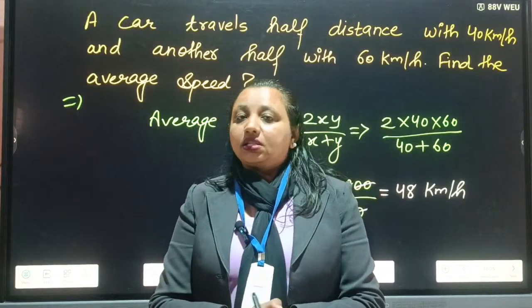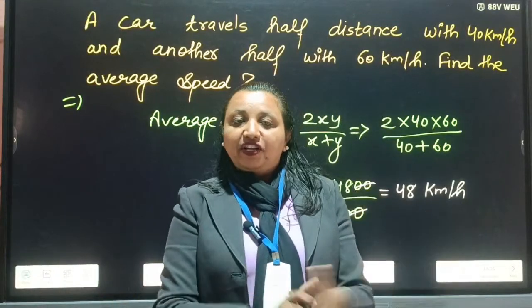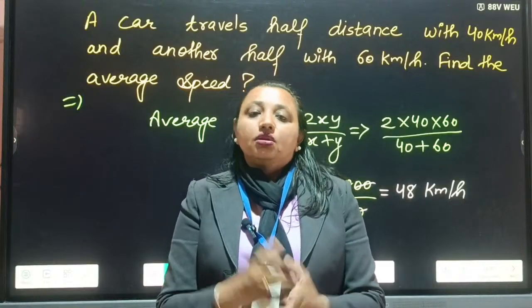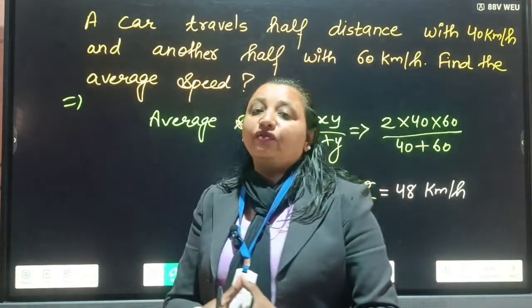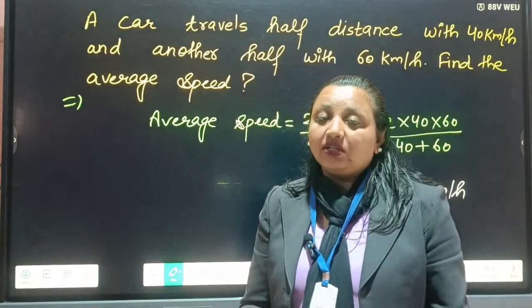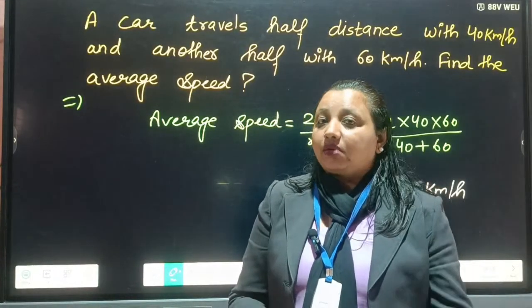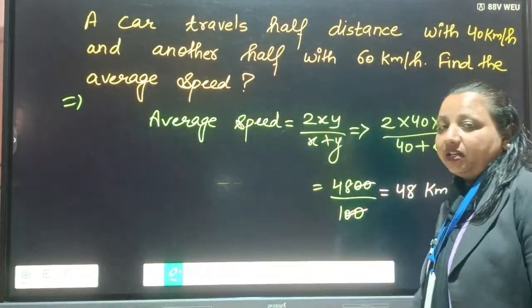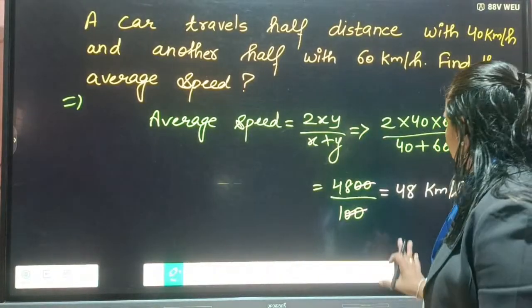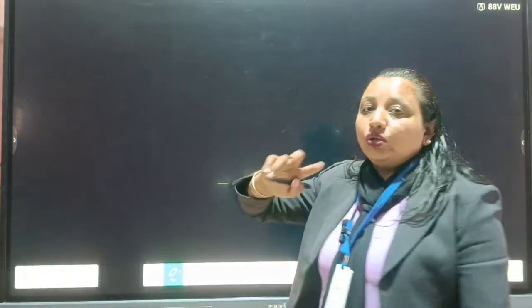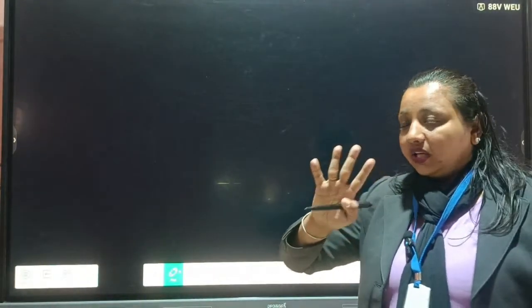The first 50 km is covered at speed x, and the second 50 km is covered at speed y. So there we can use this formula to find the average speed. Generally this question is asked in many competitive exams also. So this is how we can find it, when the distance is divided into two equal halves.